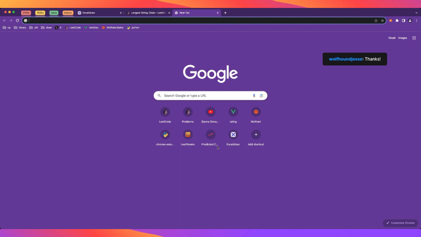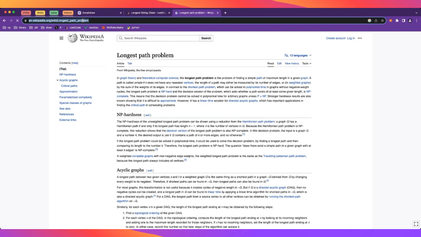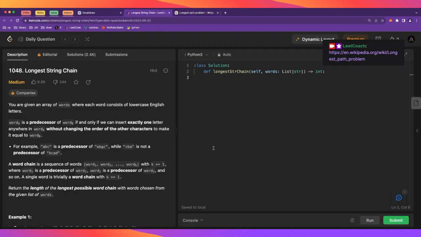So the longest path problem. I'm going to share this in case you have time and you're curious. But one thing to note is that there is no solution to this problem in general.